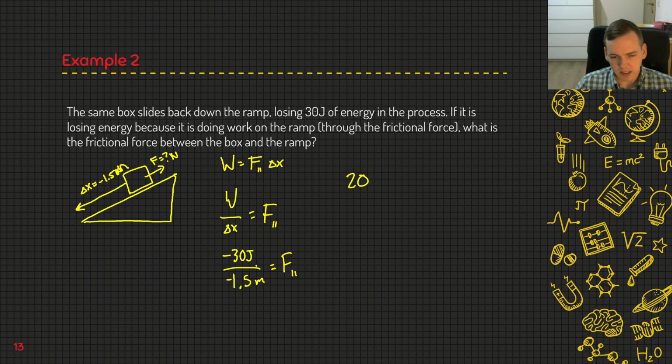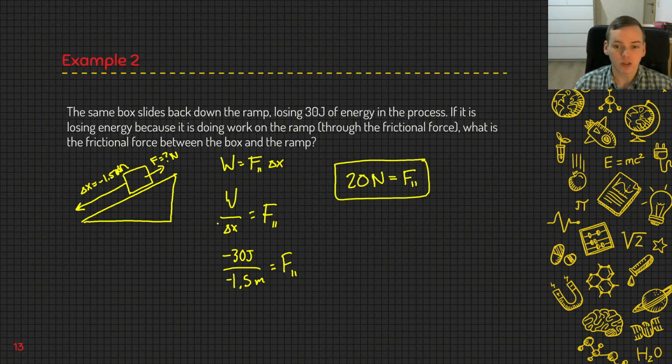And joules is a kilogram meter squared per second squared. This ends up with units of newtons when I divide those out. So in other words, the box has a frictional force of 20 newtons. And that was just from knowing how much energy was lost, knowing the distance that it was displaced. That lets us calculate the average force here.